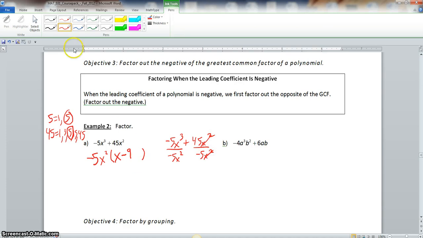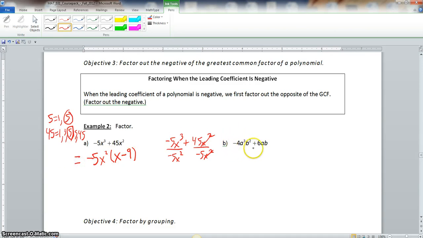So our final answer here, again, I wrote this parenthesis out a little too far, but our final answer here is negative 5x squared times the parenthesis of x minus 9.